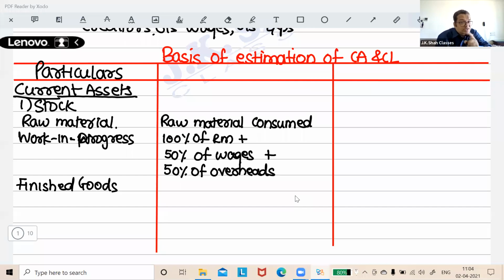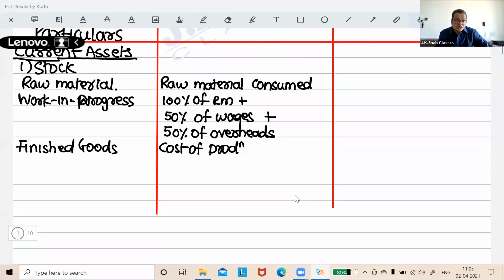Now, what will happen in finished goods, guys? This will be 100% of everything. If I have to count the value of finished goods, all raw material used, all wages applied, all overheads applied, that becomes finished goods, correct? So it's going to be 100% of raw material and wages and overheads. And guys, if it is 100% of raw material plus 100% of wages plus 100% of overheads, it is cost of production. So we will say finished goods are valued at cost of production.